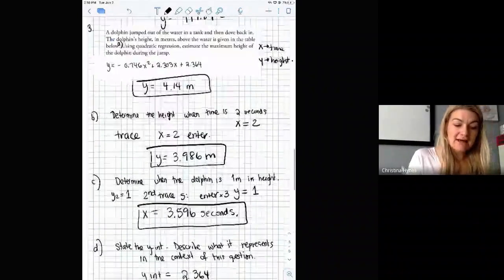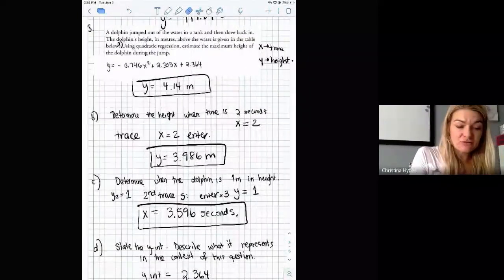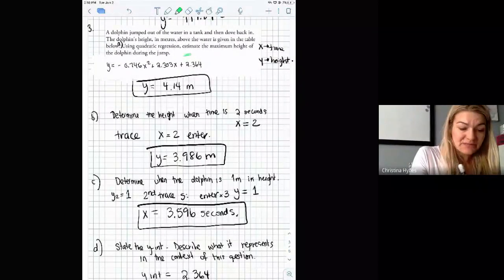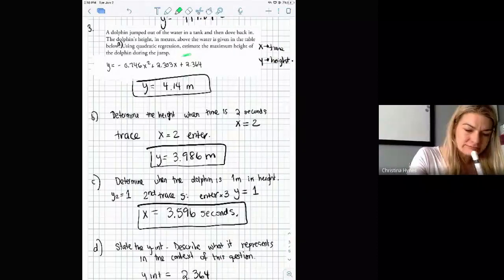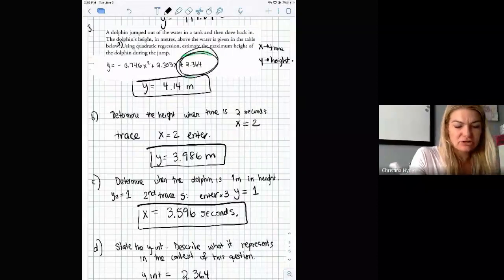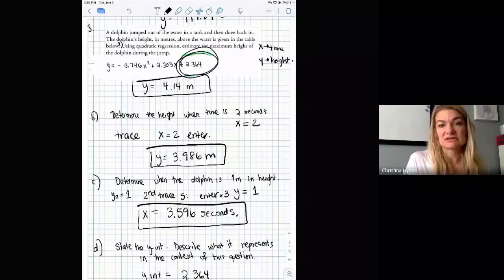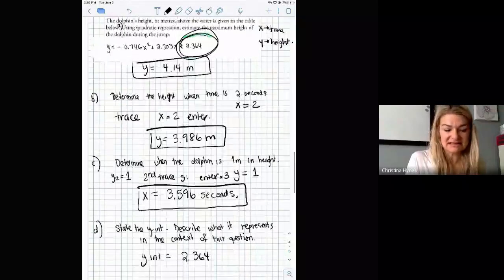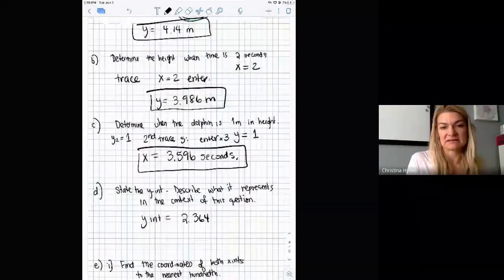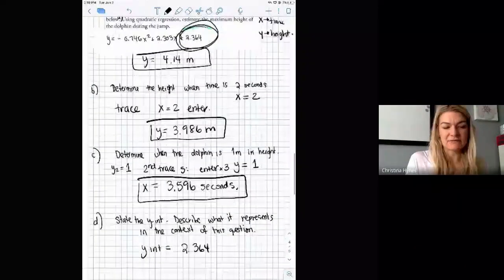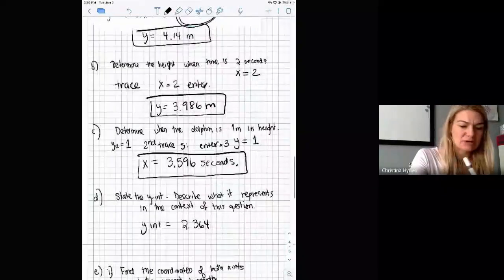Now, if your graph is in standard form, meaning that there's no brackets around it, you'll notice that the y-intercept is right there. The y-intercept is already included in the constant. 2.364 is exactly what we got when we graphically did it. So you should see that relationship, and that's how you know you're doing it properly.